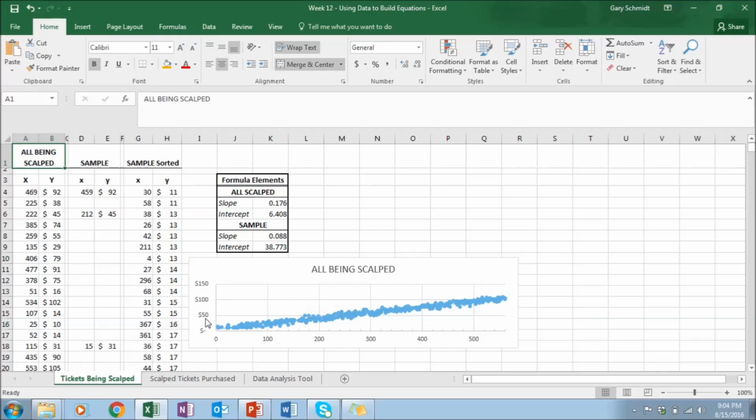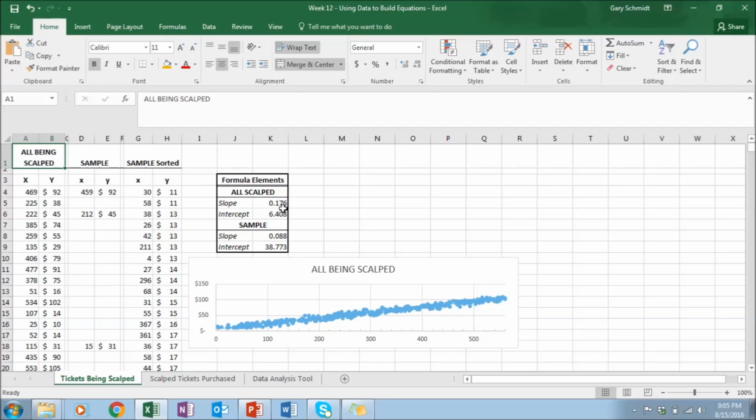Alright, now in it, here are the different prices, and here are the number of tickets being scalped. So as you look across, you get a sense of how there's this general trend that more tickets are offered to be scalped. More people or more tickets are being offered for sale, the higher the price. Now, how steep is this line? That is what is calculated here.